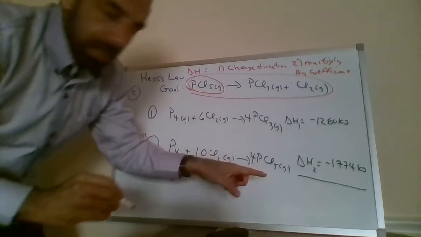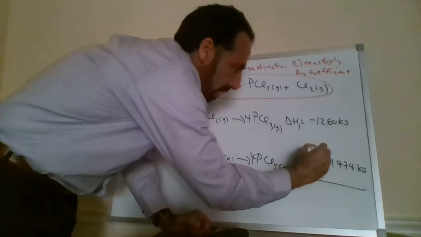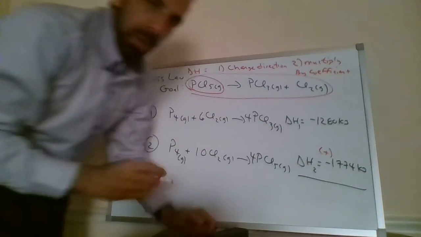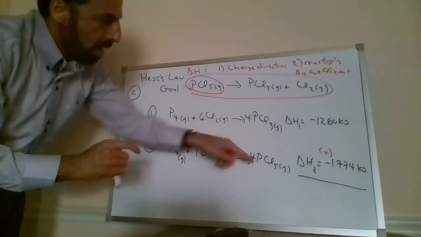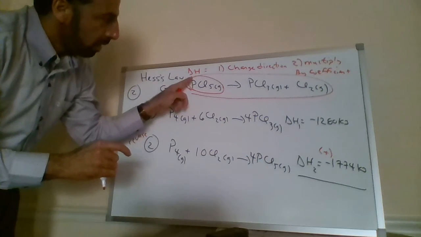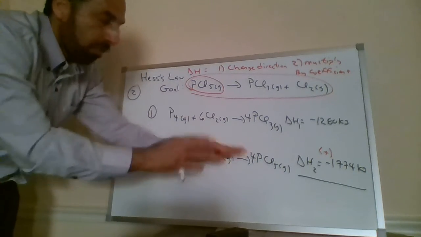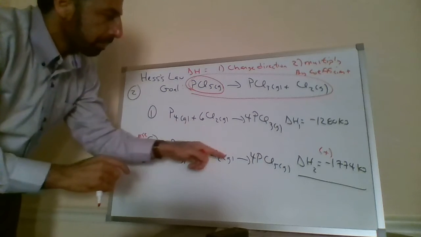If I reverse it, I'm going to change the sign to delta H. So I'm going to make this a positive. So again, you pick one of these reactants or products that only occurs in one of these reactions. It's right here, or it's on the reactant side here. So I have to reverse this reaction. So I'll reverse it in a second.